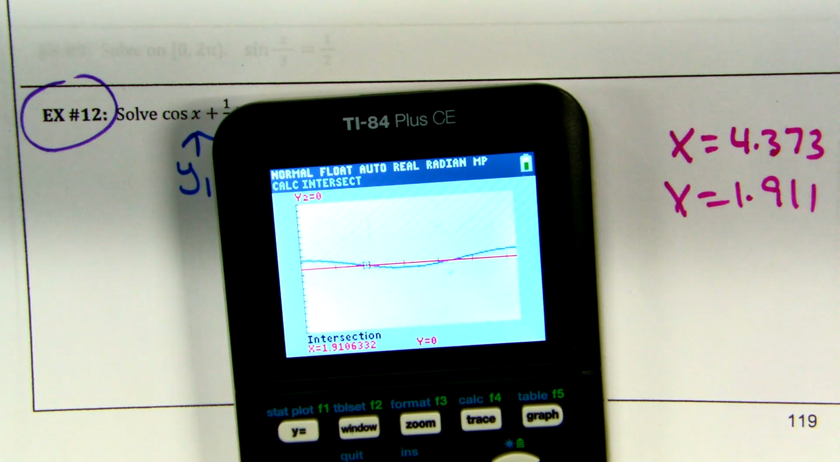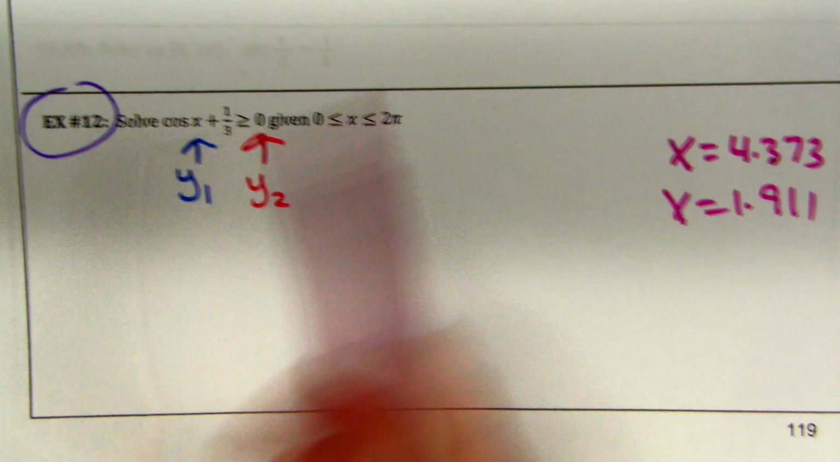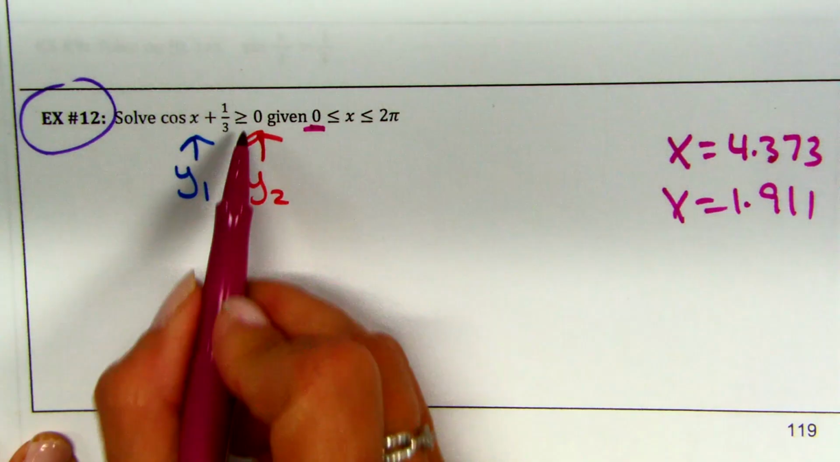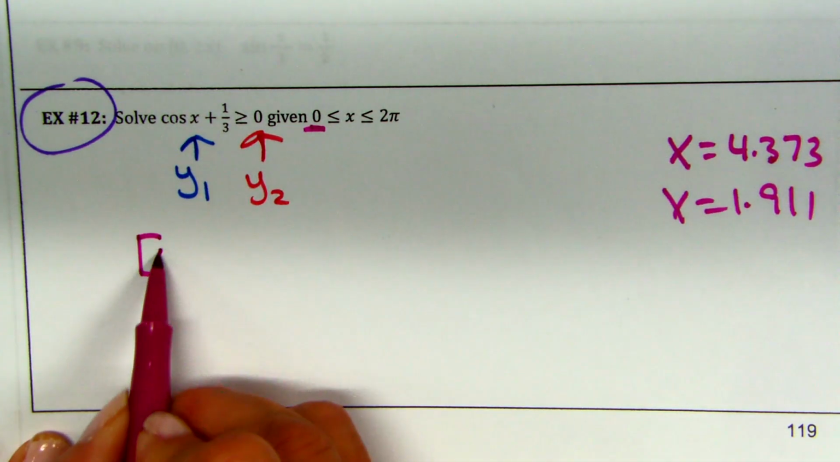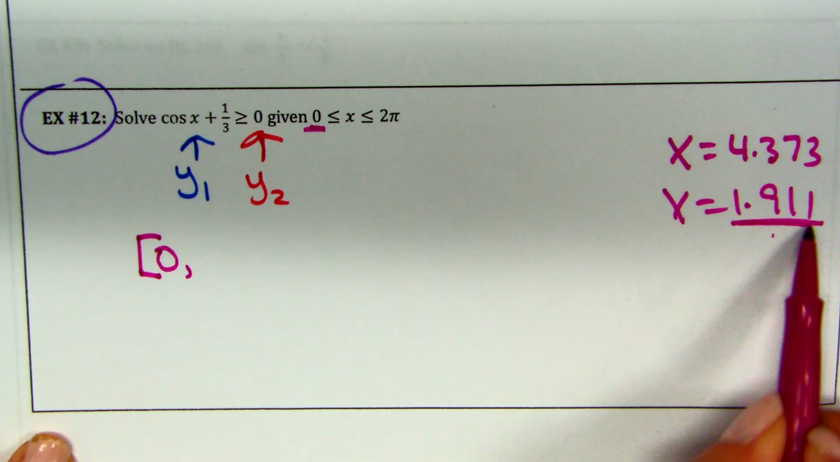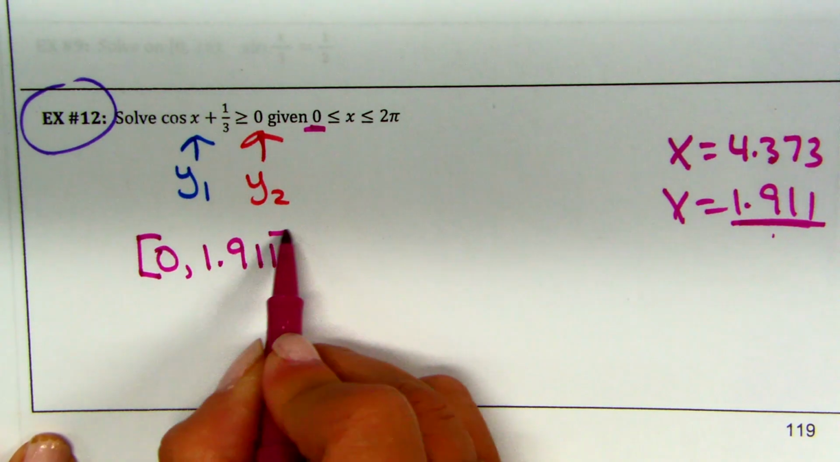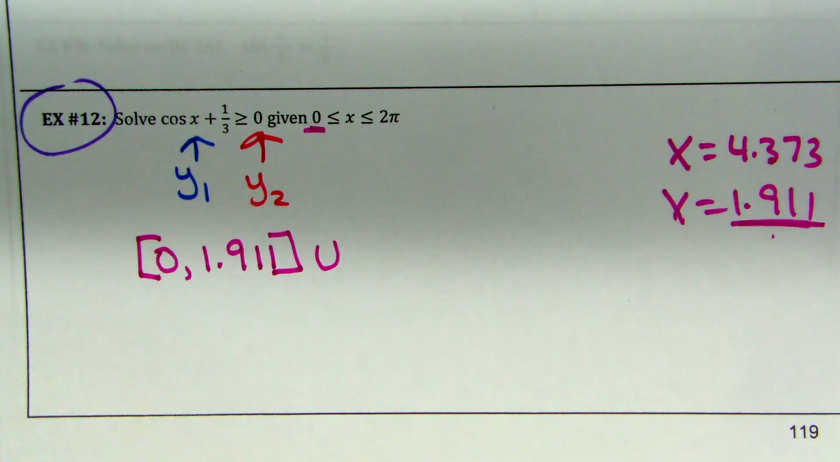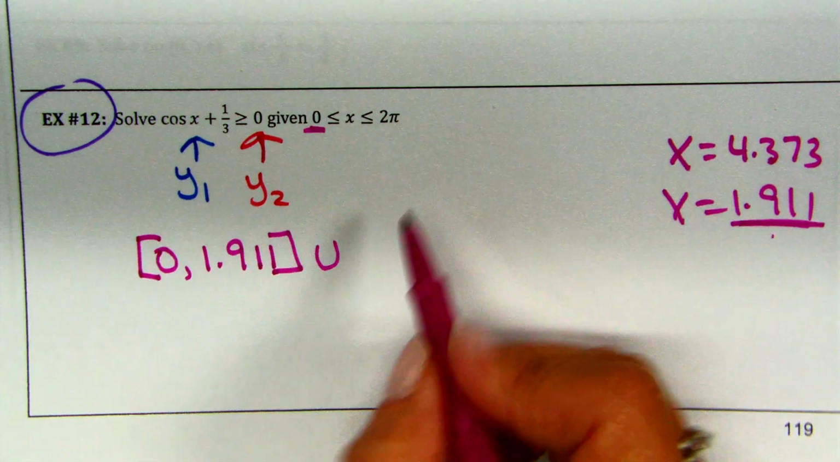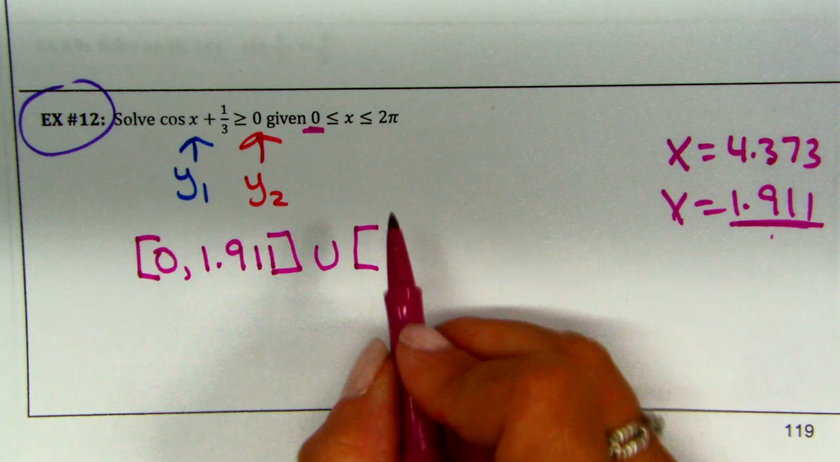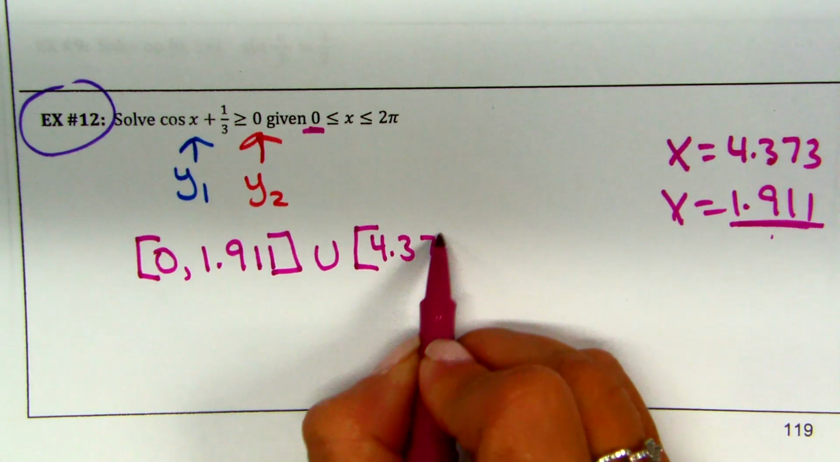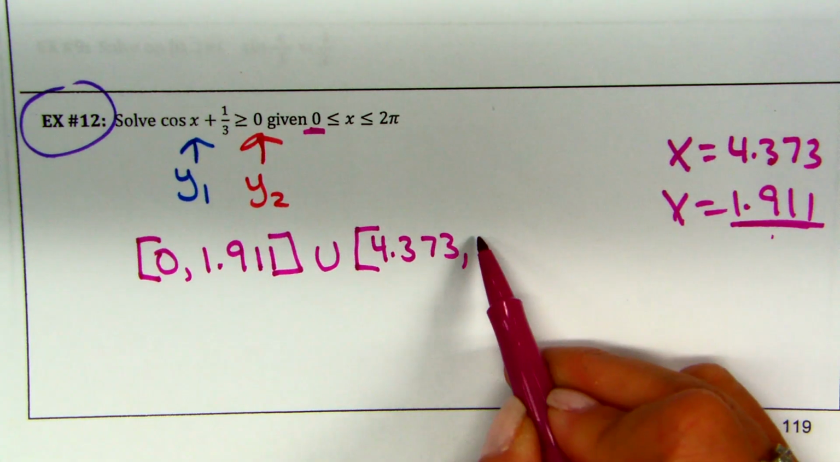Where does the interval start? 0, right? And it's got the equal to sign, so I'm going to use brackets. So from 0 to my first one, which is the 1.911, union, it's like skipping over that middle part, then it's above again from 4.373 to what? What would go next?